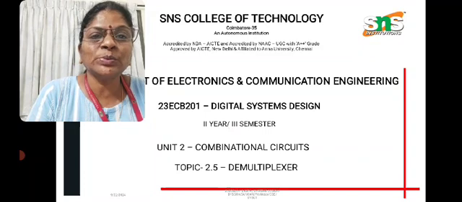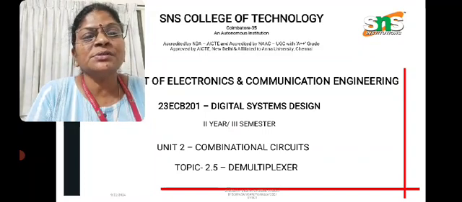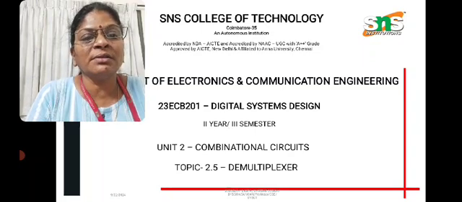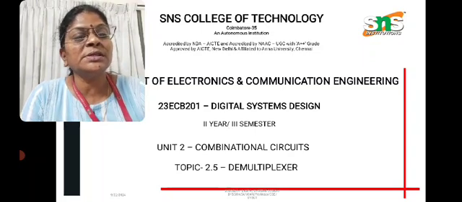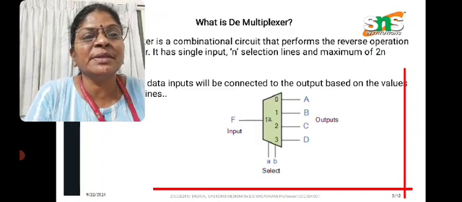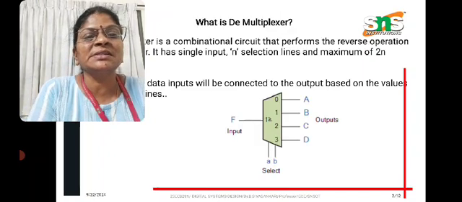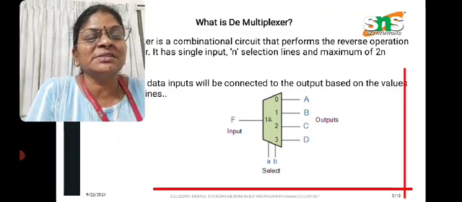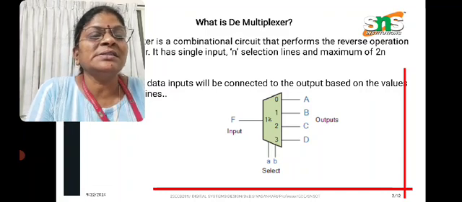In a multiplexer we have many inputs and one single output. Here in the demultiplexer we have only one input but we receive a number of outputs. That is the main difference between the multiplexer and the demultiplexer. So the reverse operation of the multiplexer is said to be the demultiplexer. As I said, single input and several outputs.